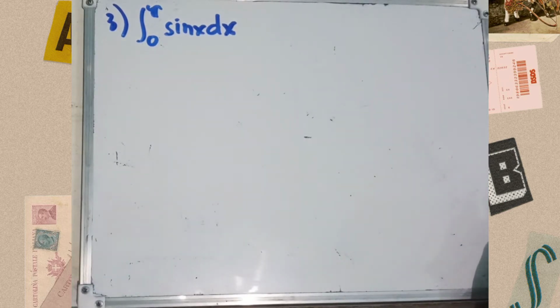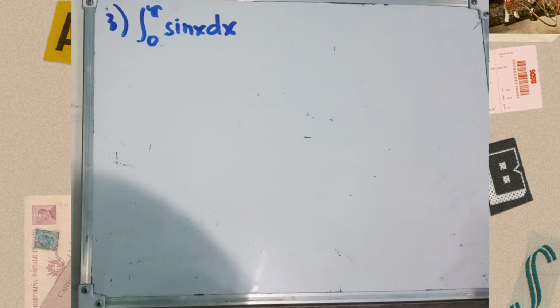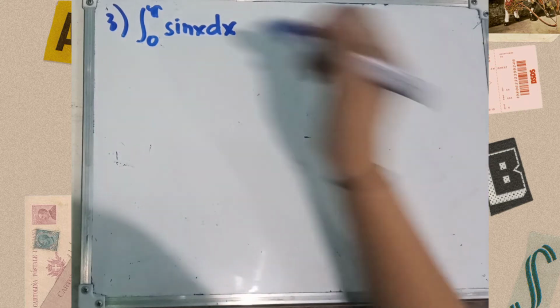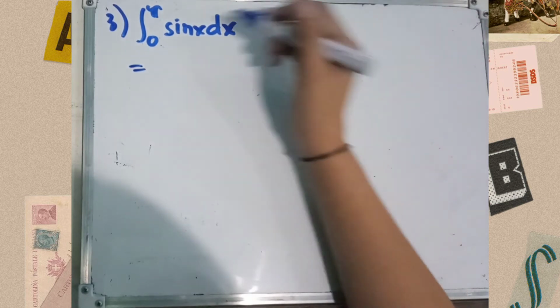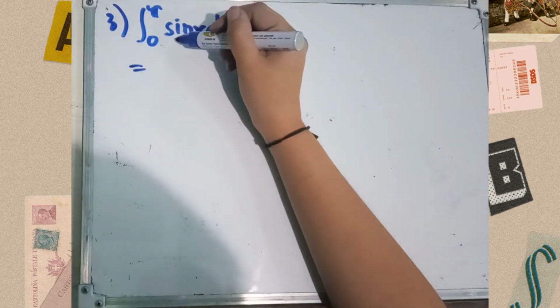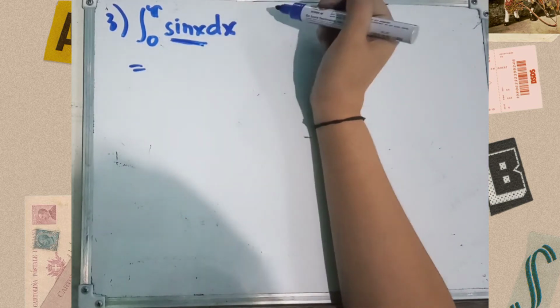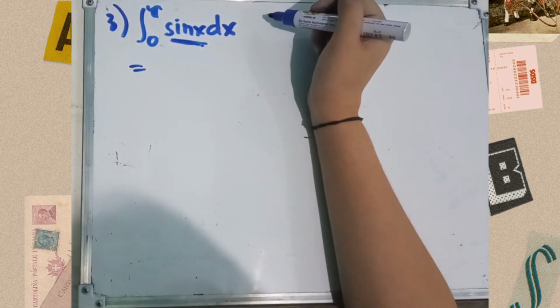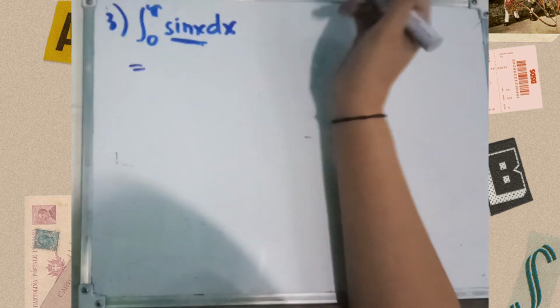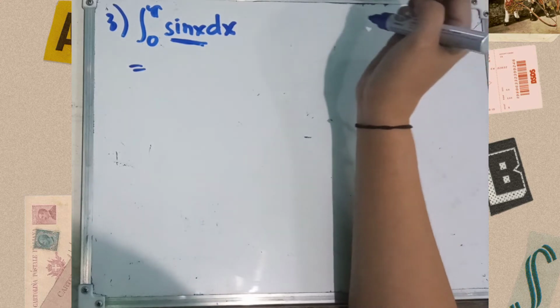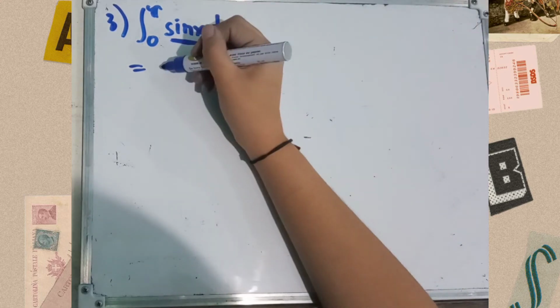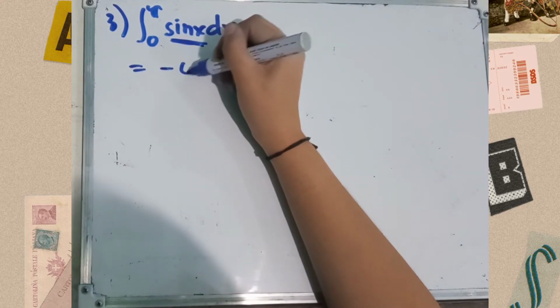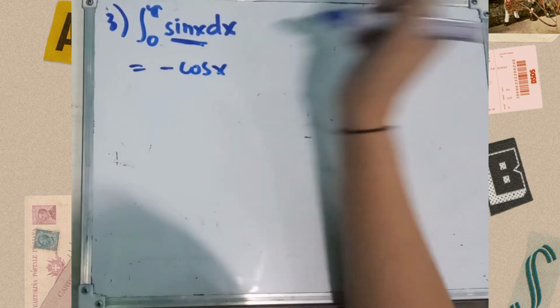For our last and third example, we have the integral of sine x dx from 0 to pi. To recall, we already know the integral of trigonometric functions. We know the integral of sine x dx is simply negative cosine x.